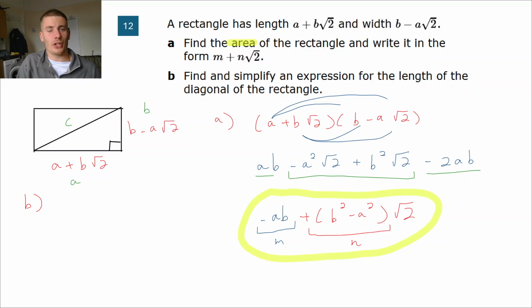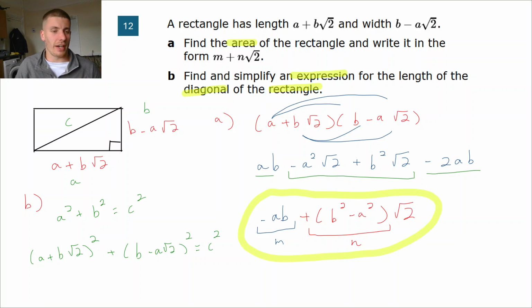So I want to find an expression for the length of the diagonal of the rectangle. We know that Pythagoras is a squared plus b squared equals c squared. Just working through this, being really careful as we go. We know that a is equal to a plus b root 2, so it's going to be a plus b root 2, and we are squaring this. Then we've got b squared, where b is b minus a root 2, and we're squaring that, and of course that is equal to your longest side, c squared, that we're trying to find.